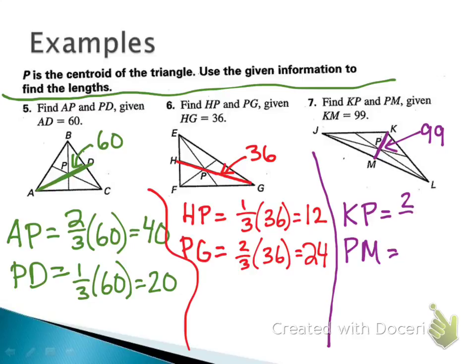Two-thirds times what? 99. That'll give you the longer one. 1/3 times 99 will give you the shorter one. Alright, anyone have those? What's 2/3 times 99? 66. Good. So then the other one is 33. Very good. What are your questions?